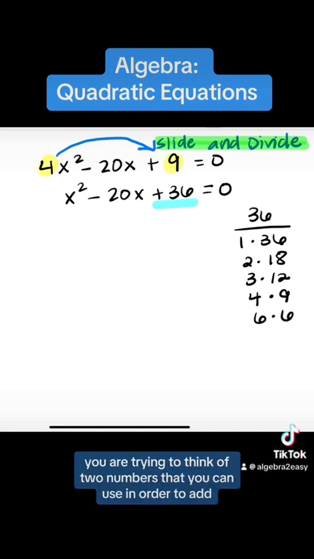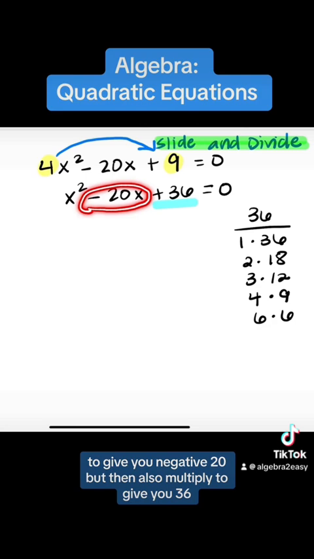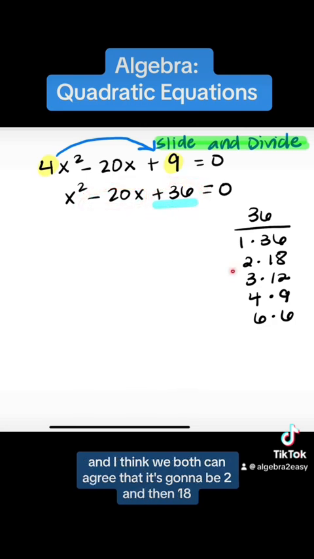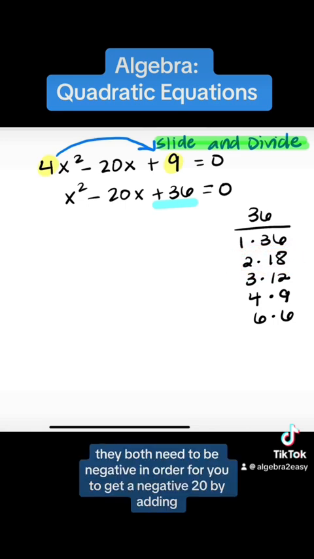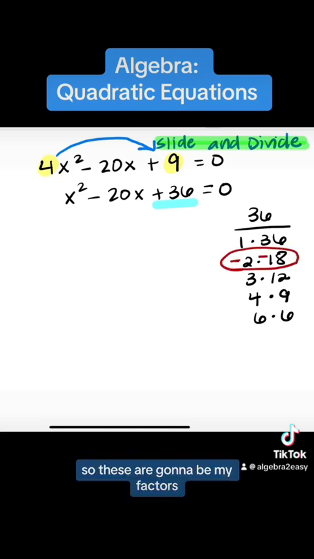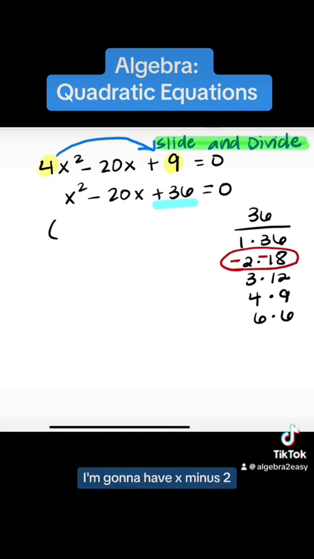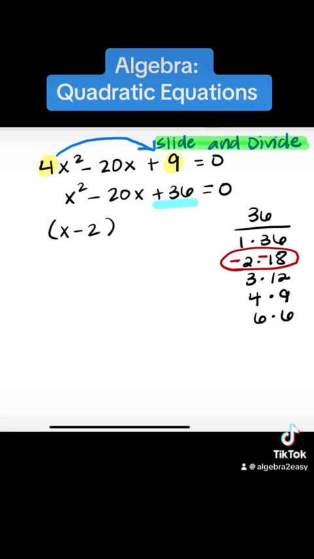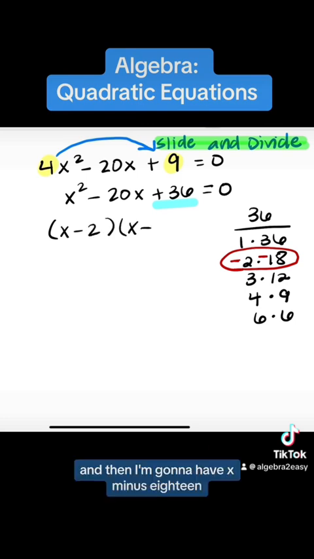Now remember, you are trying to think of two numbers that you can use in order to add to give you negative 20, but then also multiply to give you 36. And I think we both can agree that it's going to be 2 and then 18. Now they both need to be negative in order for you to get a negative 20 by adding. So these are going to be my factors. I'm going to have x minus 2, and then I'm going to have x minus 18.